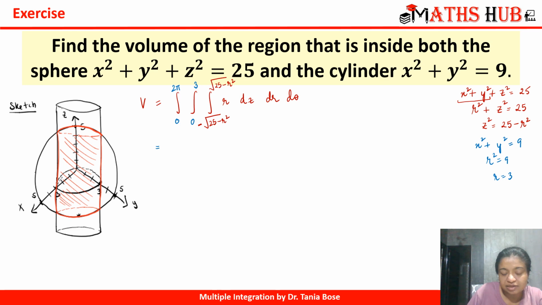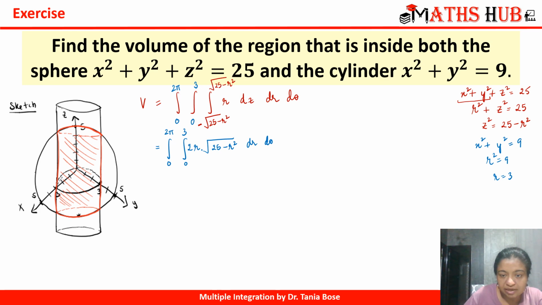So now let us integrate this. So this is 0 to 2 pi. Let us integrate the inner integral. So we will get 0 to 3. r is a constant. So the integration of dz is z only. And when you put the limits, you will get 2 times under root of 25 minus r square. This minus minus this, right? dr d theta.